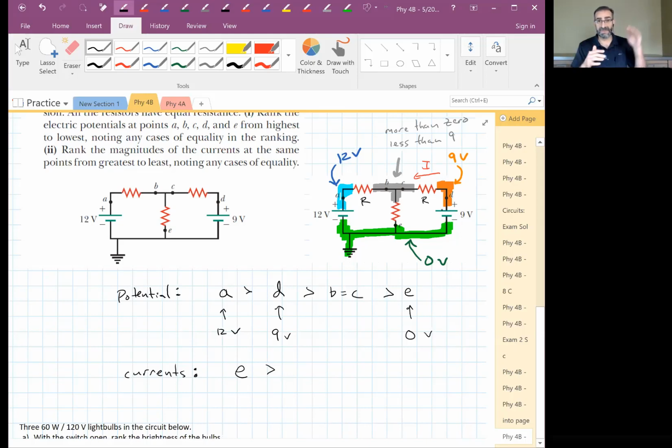One resistor goes from 9 to 7. So you have a resistor with a 2-volt drop across it. So figure out the current flowing through it. The other resistor goes from 12 to 7. That's a 5-volt drop. It's going to have 2.5 times as much current flowing through it. So A and B are tied with each other, but they are greater than C and D.